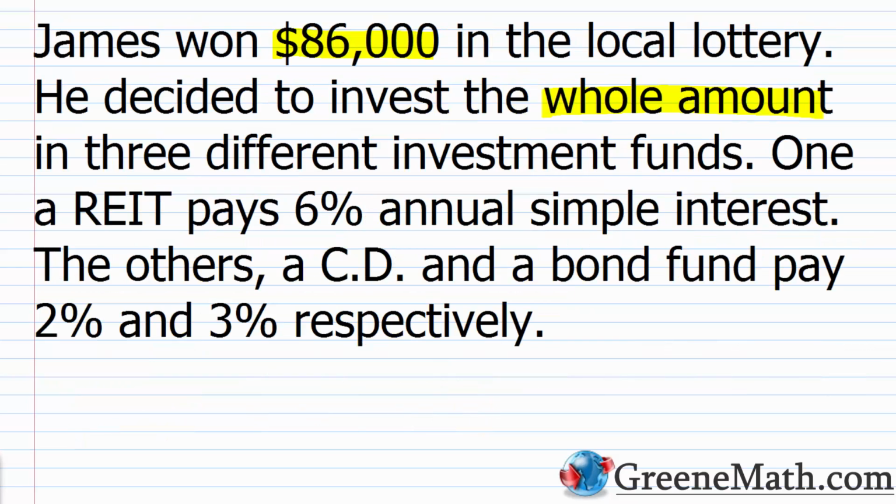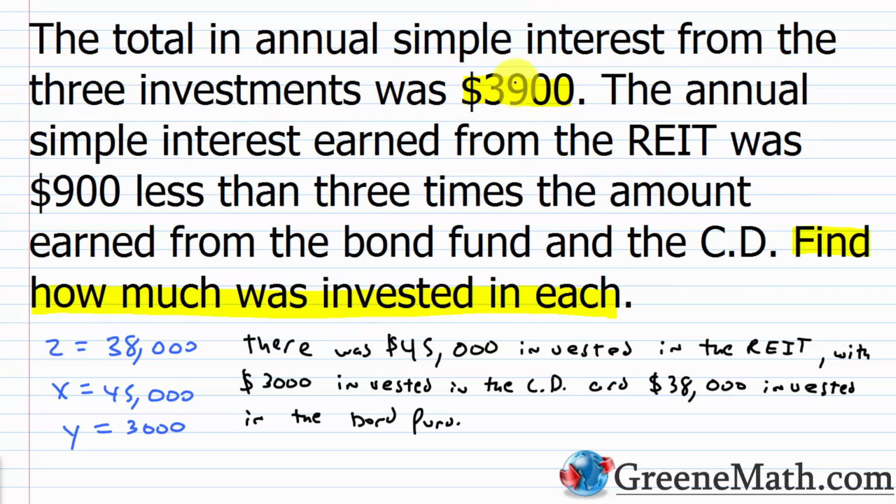Now again, if you check this, you think about James invested $86,000 total. So is that consistent with what you found? Well, 45,000 plus 38,000 is 83,000, plus another 3,000 is 86,000, so it checks out there. Now the next thing is the total annual simple interest from the 3 investments is $3,900. Does that work out? Well, from the REIT, you've got $45,000 invested at 6%. That's $2,700 in interest. In the CD, it's $3,000 at 2%, so that's $60. And then the bond fund, that's $38,000 at 3%, that's $1,140. So if you add $2,700 plus 60, you would get $2,760 plus $1,140. You do in fact get $3,900, so it checks out here as well.